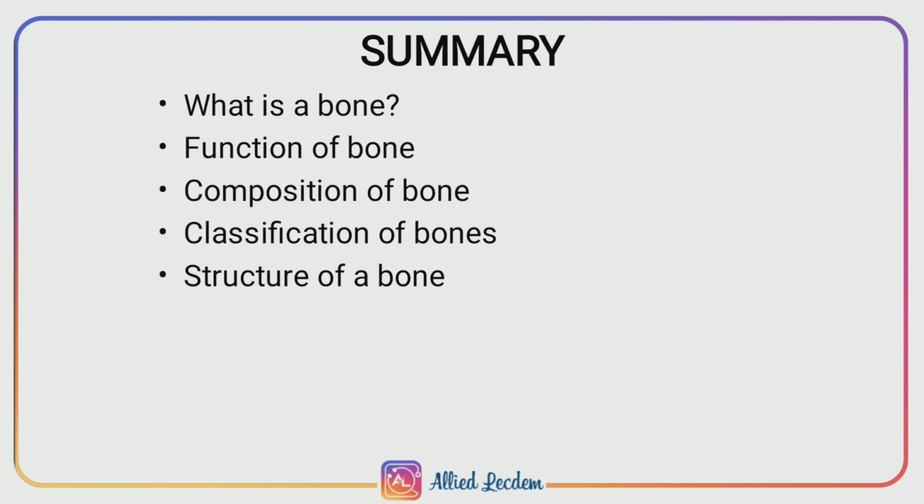Structure of a bone: the two ends are called epiphysis. The shaft, that is diaphysis, is composed of periosteum, cortex and medullary cavity. Metaphysis: the epiphyseal ends of a diaphysis are called metaphysis, and the epiphyseal plate separates the metaphysis and diaphysis. I hope you understood what bones are and their classification.